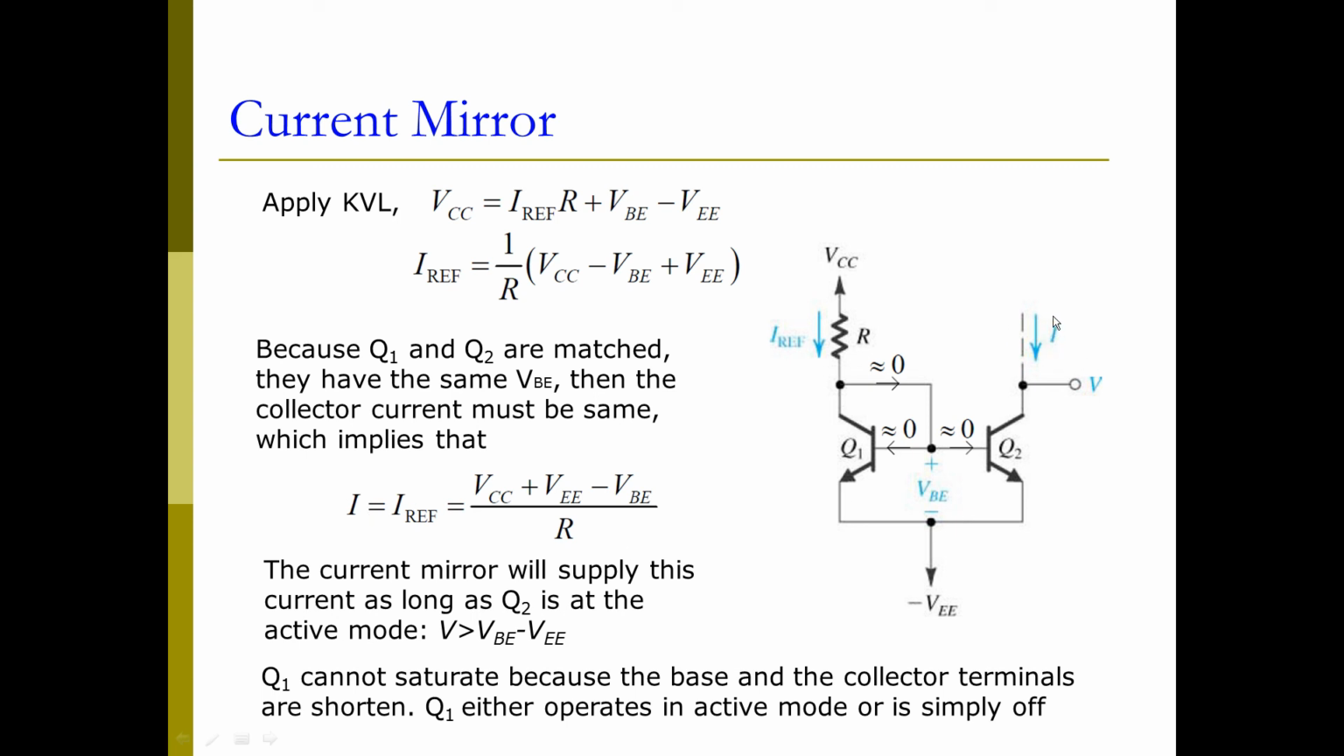So we can use this current to drive another transistor and to bias that transistor, right? That is a pretty good design for this current mirror.